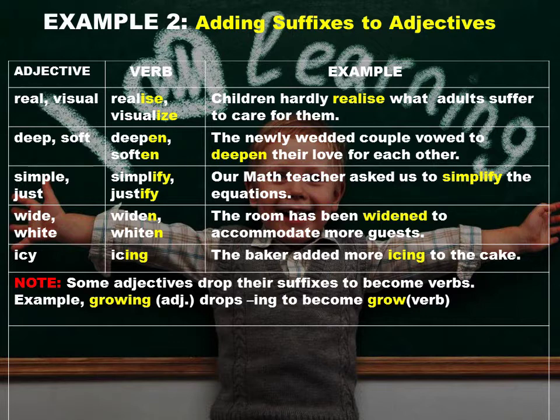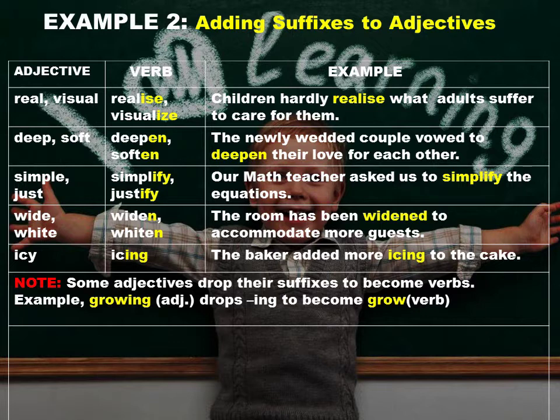in an example in a sentence. Now let's pick the word deep, which when formed into a verb we add en as a suffix. It now becomes deepen. So I could say that the newly wedded couple vowed to deepen, to make deeper, their love for each other.